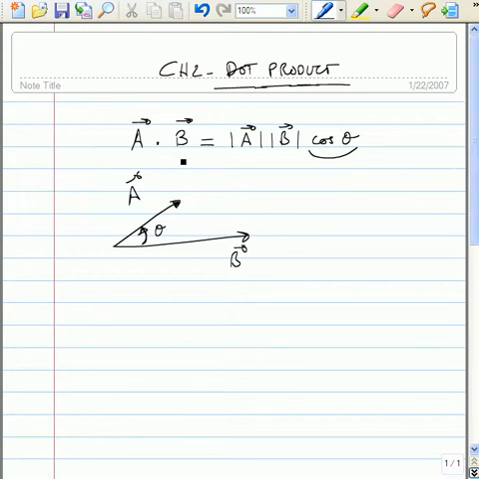You will also notice that even though we are starting with two vectors, we end up with three scalars: magnitude of A, magnitude of B, cosine theta. So the dot product is a scalar. We will see that it's very different from a cross product, which gives us a vector back. So that's the main difference between dot product and cross product.